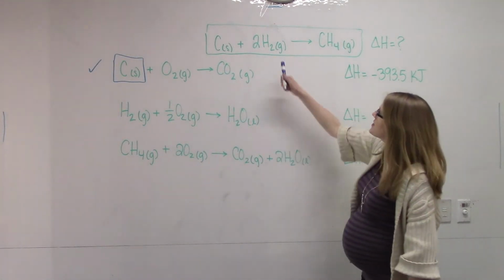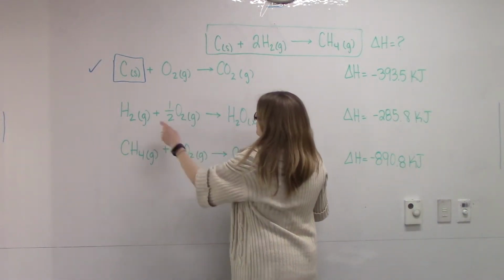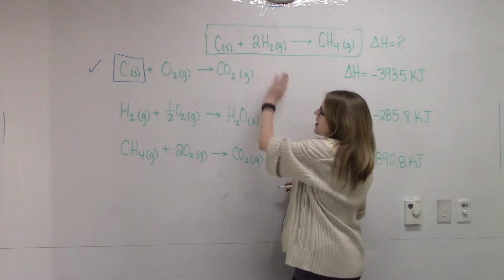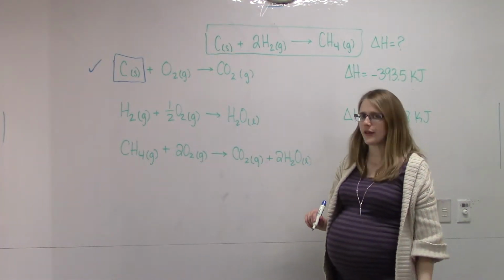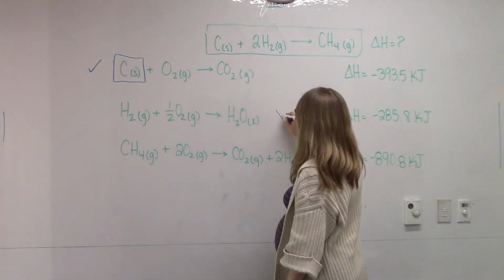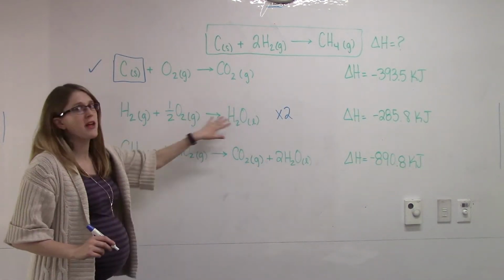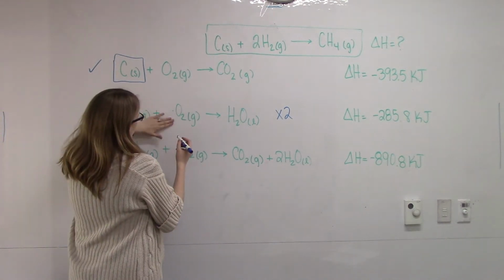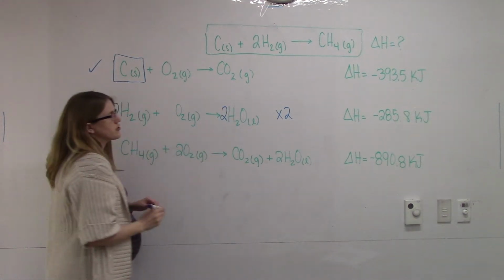The next thing is two hydrogens. So let's find the hydrogens. There's one, and that's it. We need it as a reactant. We have one hydrogen as a reactant. Do we like that? No. We need two of them. So what do we need to do? We need to multiply that reaction by 2. If we multiply this reaction by 2, we've got to multiply everything by 2. 2H2 plus 1 O2, because 1/2 times 2 is 1, yields 2H2O.